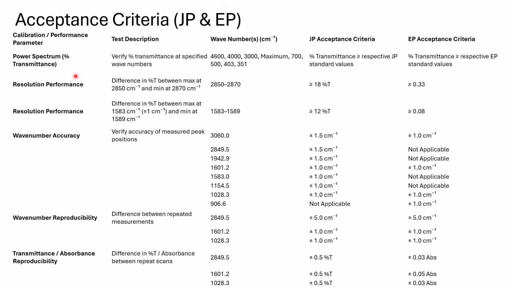As I discussed, all the acceptance criteria are inbuilt, and you will have the direct report of the validation, either JP or EP. You can verify those results from the report. We'll not discuss more in detail.